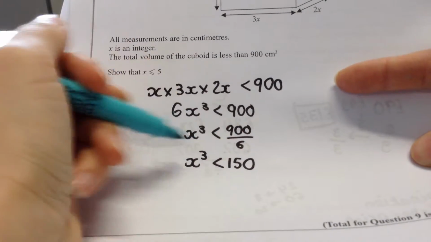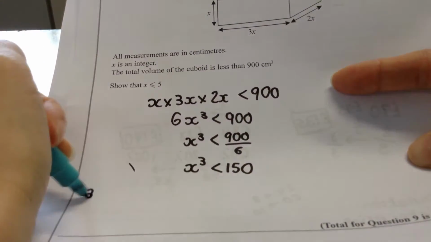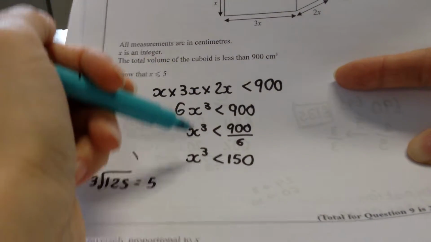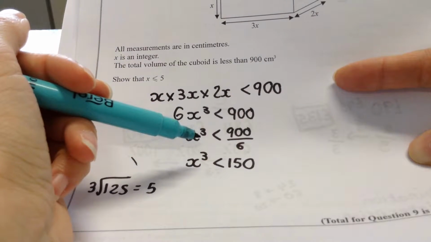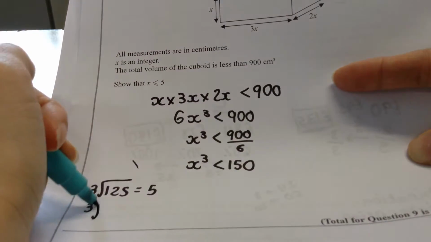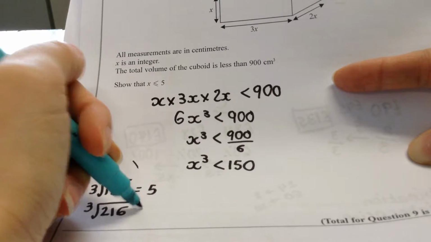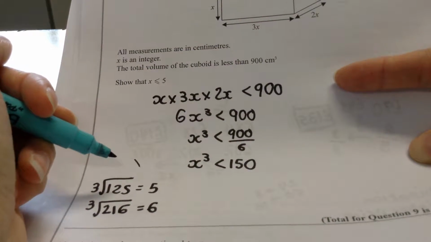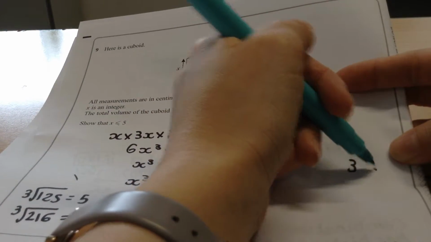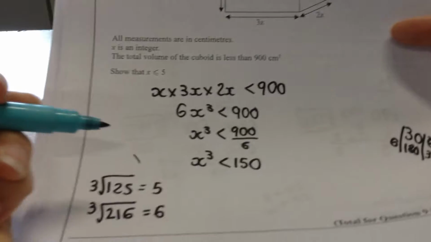Okay, now I'm not going to cube root 150 because I don't know what it is. But I do know that the cube root of 125 is 5. So if x cubed is less than 150, oh, hang on, what's the cube root of, oh dear, is it 216? Is 6 cubed 216? Don't make me do a grid method of 36 times 6, 180, 36, 216, yeah.